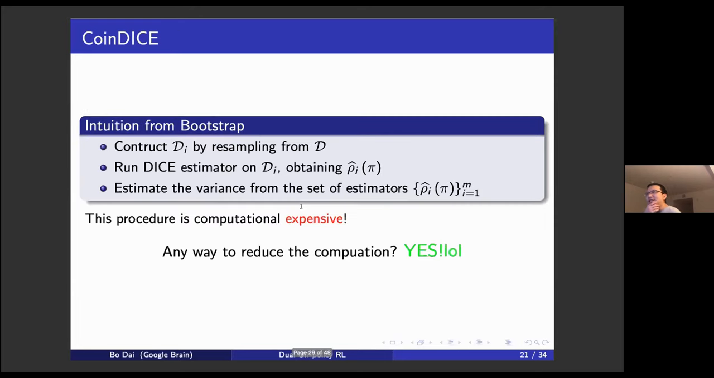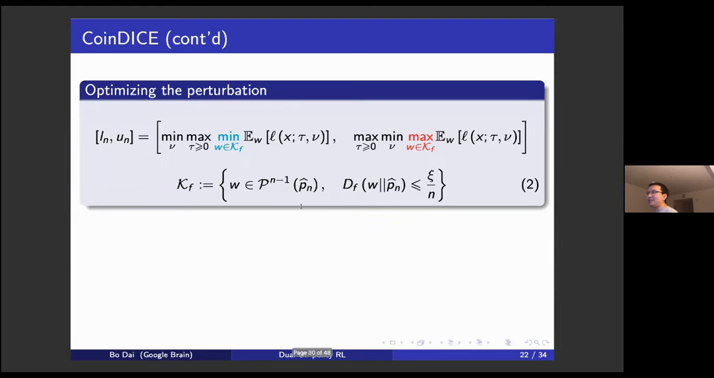Okay, let's go back to look at this in Bootstrap. What's the difference between different estimators? If you look into the procedure, the resampling procedure is like applying different weights to different samples in your D. This gives us the intuition, and that's why we have this min and max. This optimizes the weights for each sample so that I can eventually have a lower bound and upper bound for the estimator.